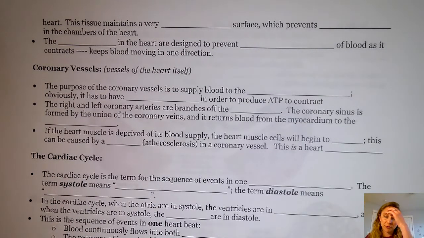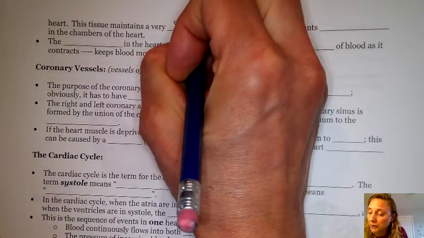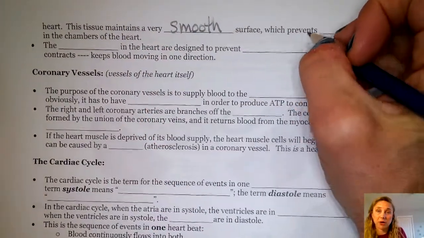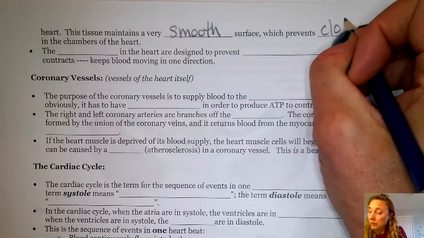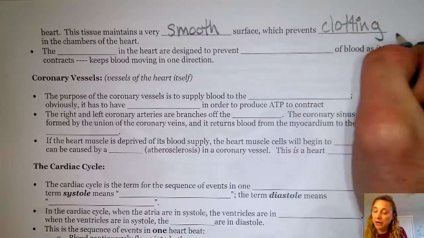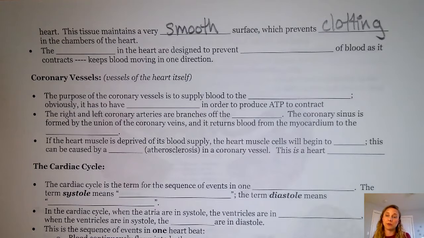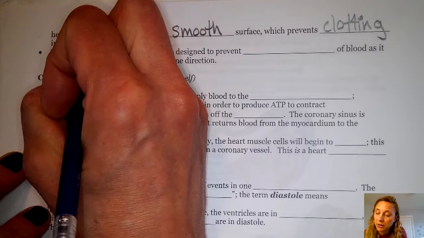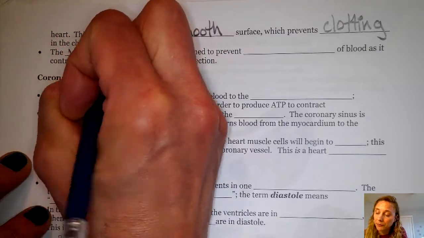This tissue is meant to maintain a very smooth surface at the endocardium and prevents clotting in the chambers of the heart. Okay. Unless it's got a tear in it, and then you want it to clot so that it repairs that endothelial lining. The valves in the heart are designed special to prevent backflow.